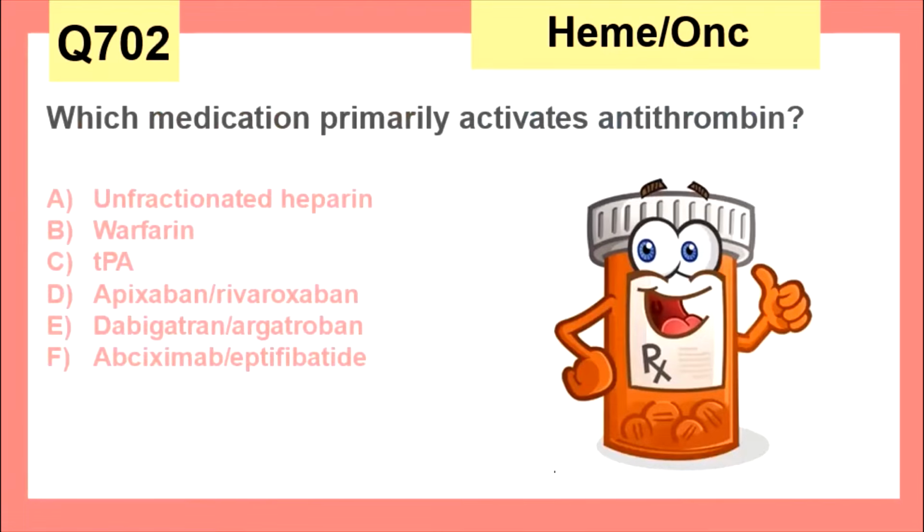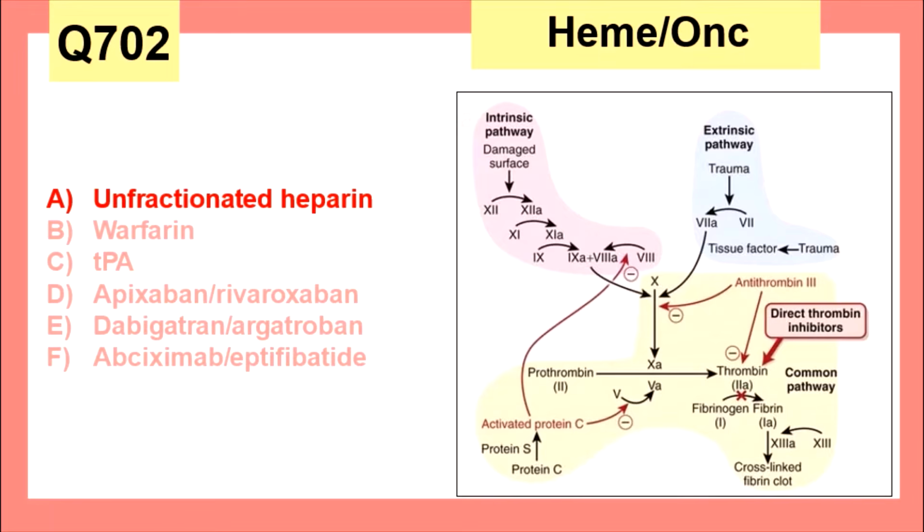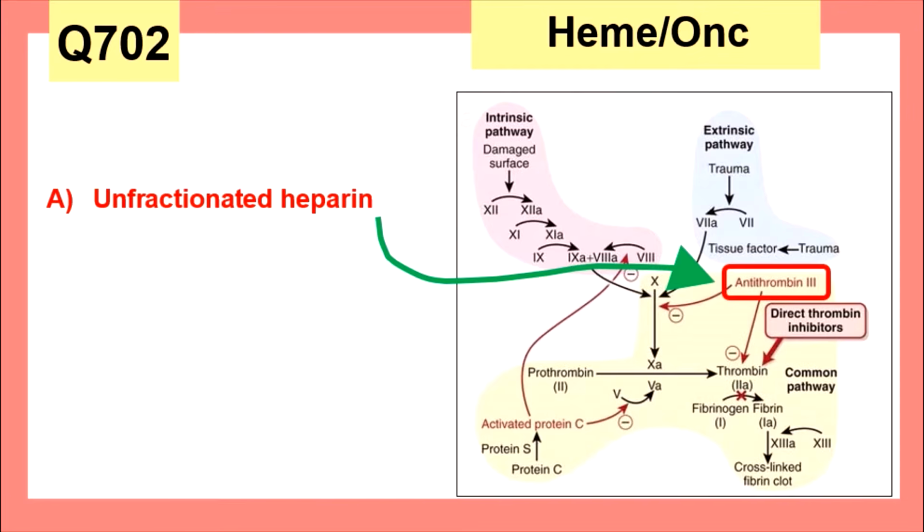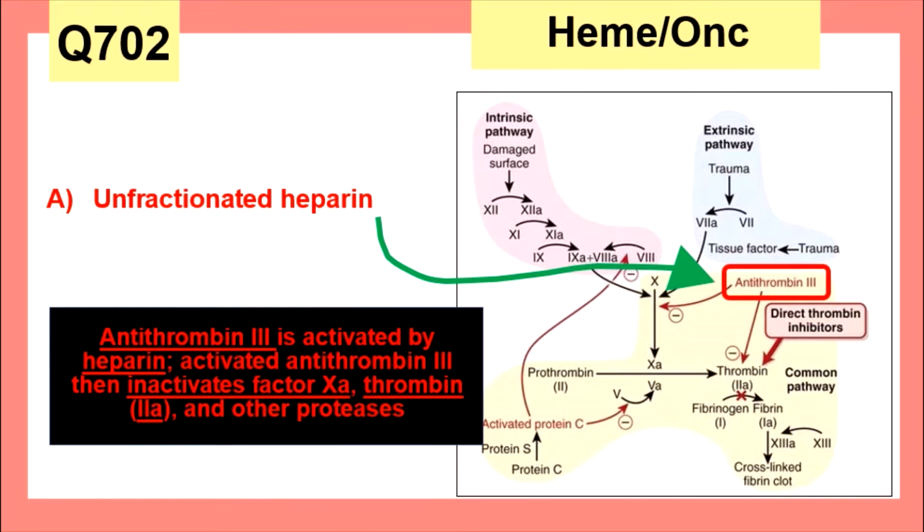Alright, next question, 702. Which medication primarily activates antithrombin as its mechanism? So of these medications, if you recall, heparin is responsible for activating antithrombin, or unfractionated heparin, which is interesting. Heparin gets so much fame, but it's really antithrombin that's doing all the magic. We take a look at the coagulation cascade, we see that antithrombin 3 is activated by heparin. Once antithrombin 3 is activated, it can then go and inactivate other factors, thereby promoting bleeding.